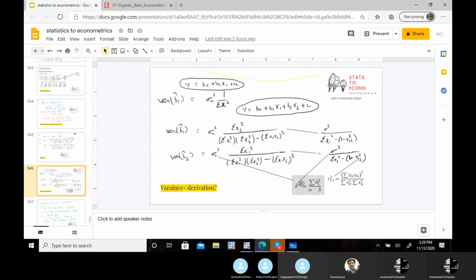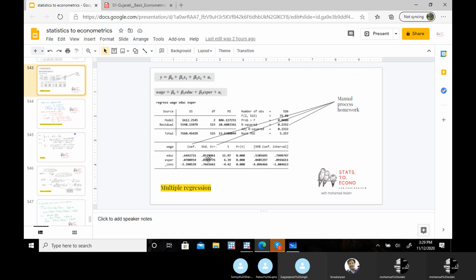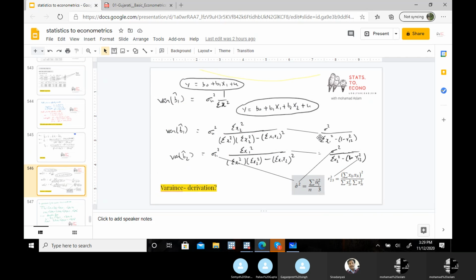Now what is sigma square? This derivation I already proved to you, that the expected value of sigma hat square is equal to sigma square. That derivation proof I have given you. So here for the sigma square value, you have to put summation u hat square divided by n minus 3. So in this table, for these three standard error values, you have to calculate these values. These are the partial slope coefficients.